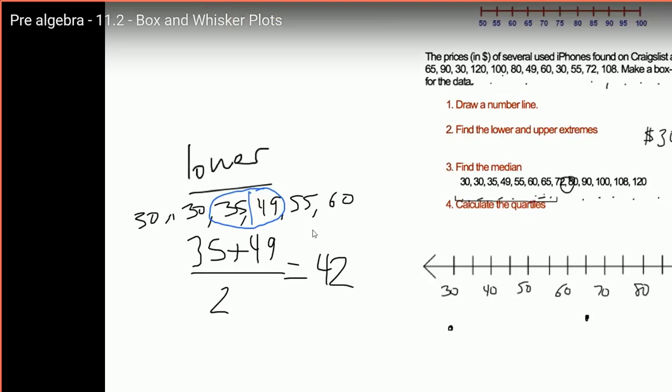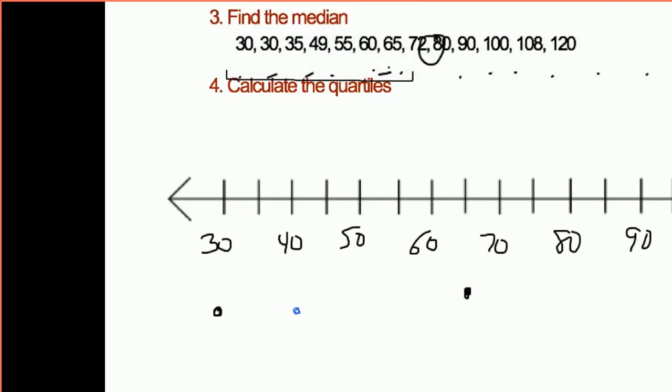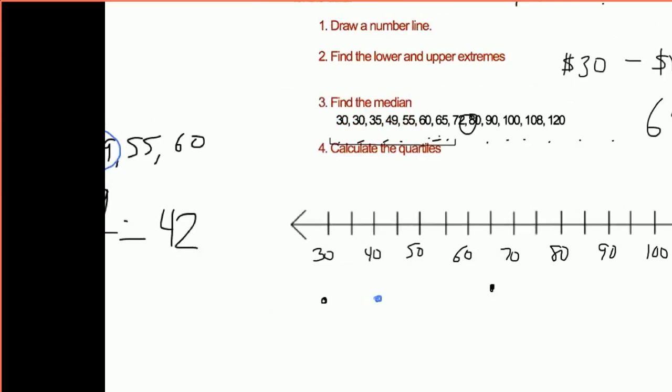Okay, now what am I going to do with that 42? Well, I'm going to come over to my graph, my number line, and right about where 42 is, which is pretty much right there, I'm going to draw another dot. I'm going to do this one in blue. I've actually started to develop my box now.